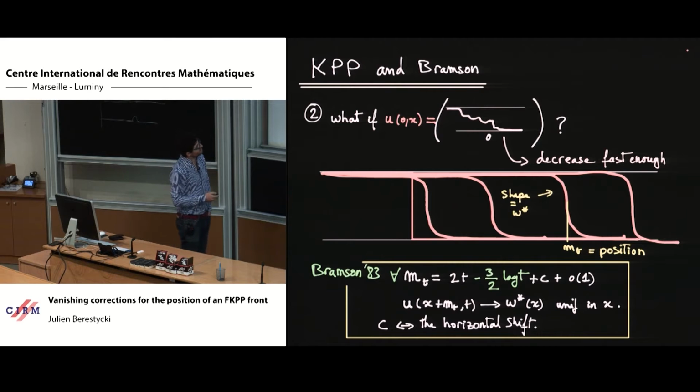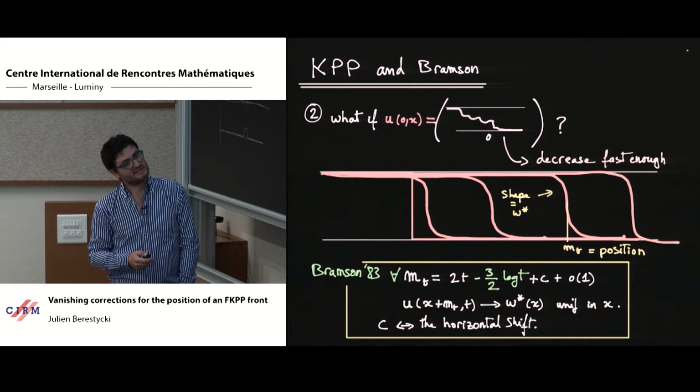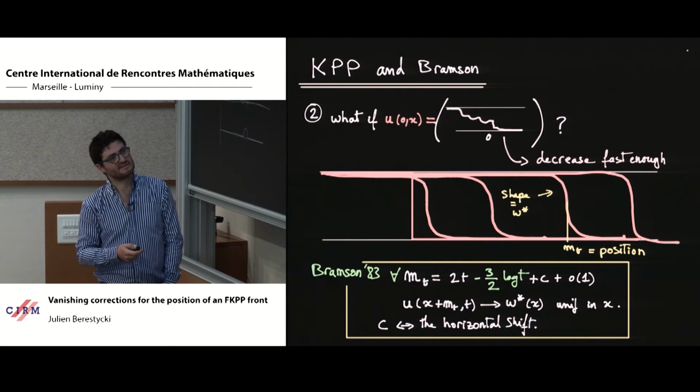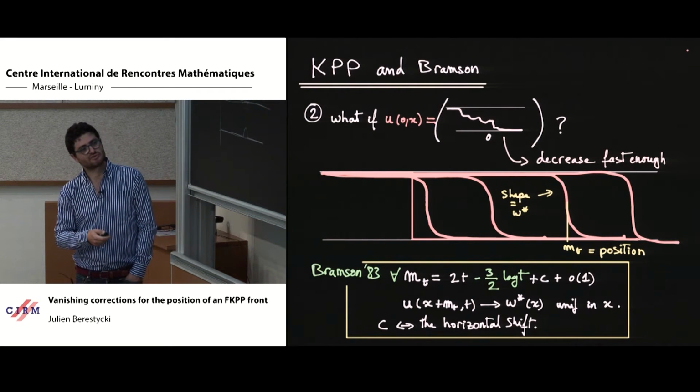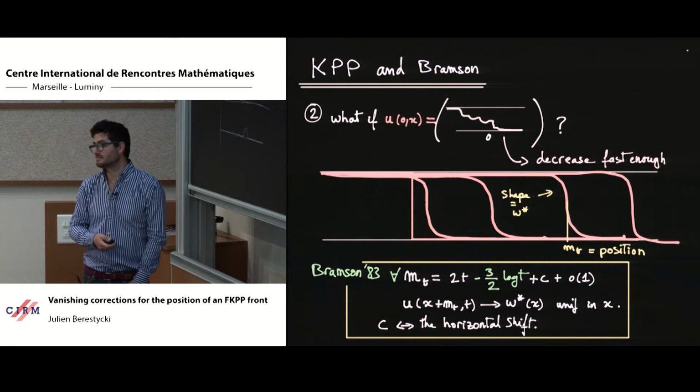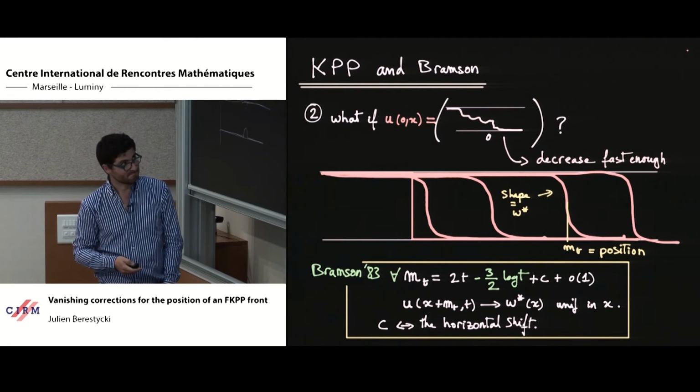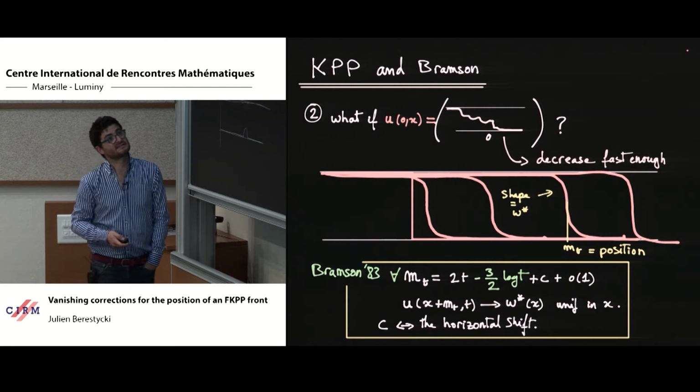And of course, the value of the constant c here corresponds to the horizontal shift of W star. So for instance, if you want to converge to the unique traveling wave solution of speed 2 whose value at 0 is 1/2, then this determines completely the constant you have to put here, obviously. Okay? So that's one of the results.